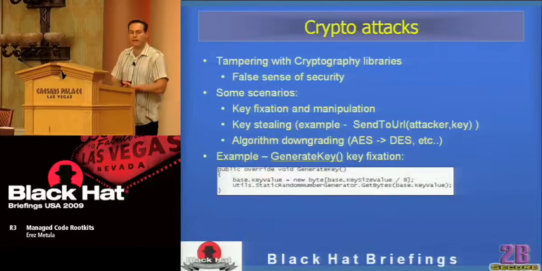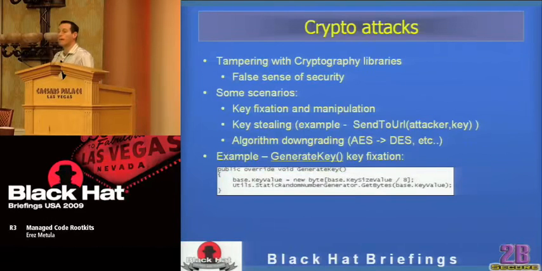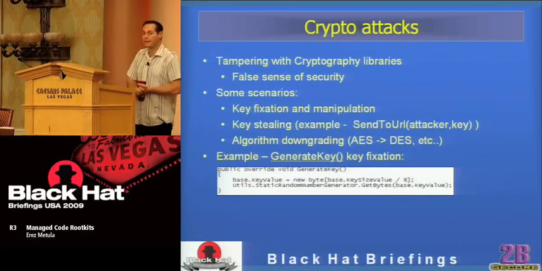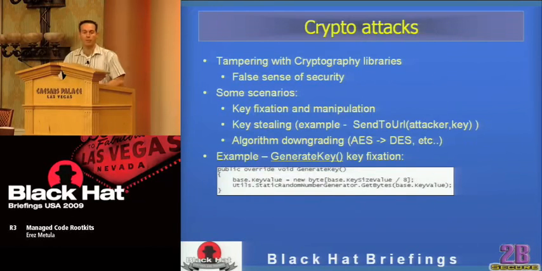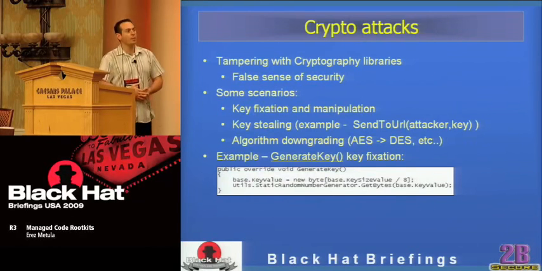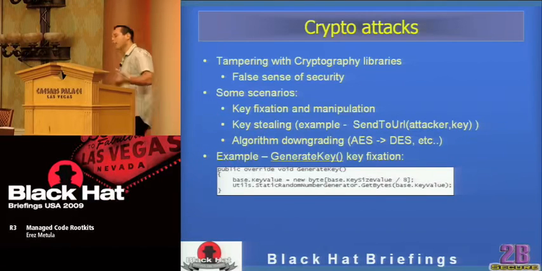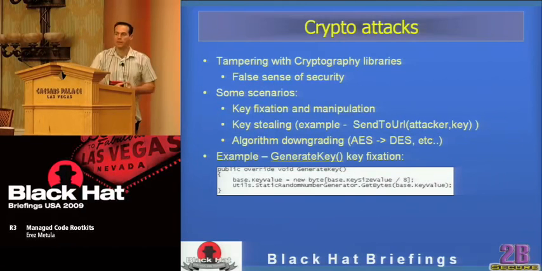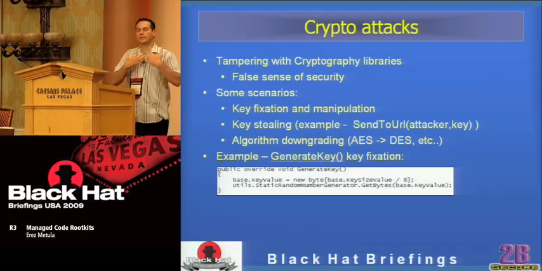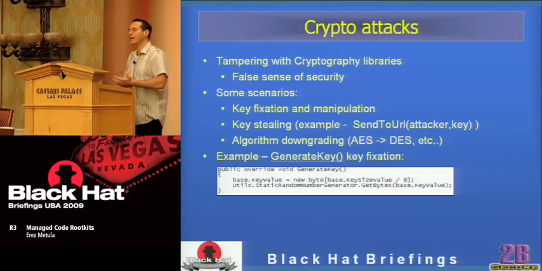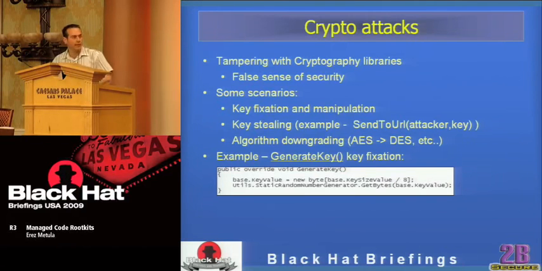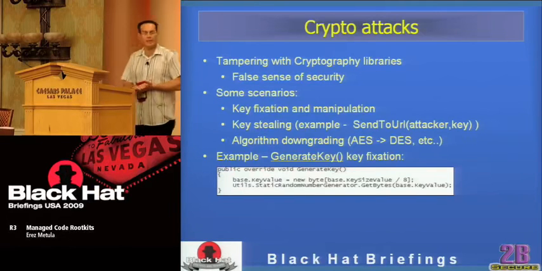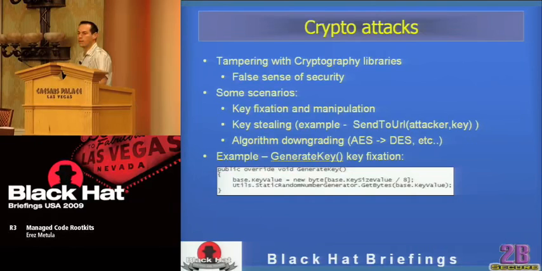And another very interesting attack, which is attack against the crypto libraries. Attacking crypto libraries, for example, performing key fixation, performing key stealing, algorithm downgrading. For example, the application is asking to use AES encryption, but in return, the framework performs the encryption using the easily crackable DES. Well, the worst thing about messing with crypto libraries is that they give a false sense of security. False sense of security is one of the worst things that we have in security.